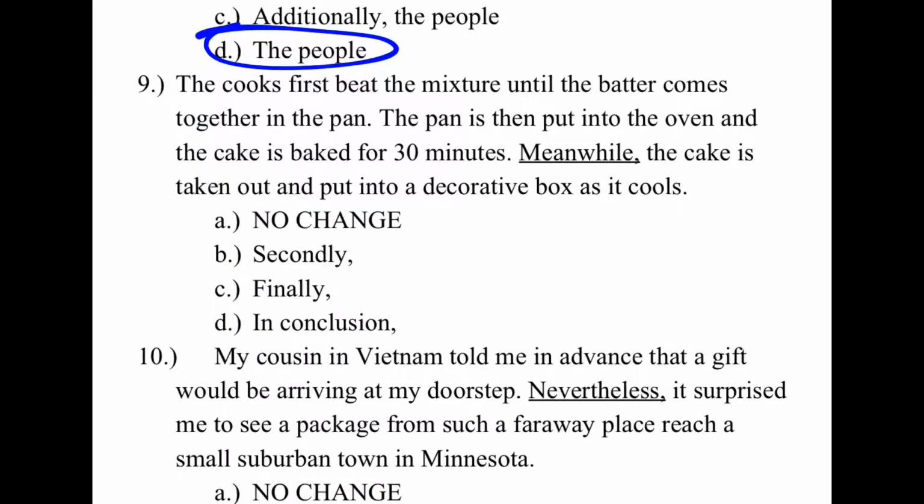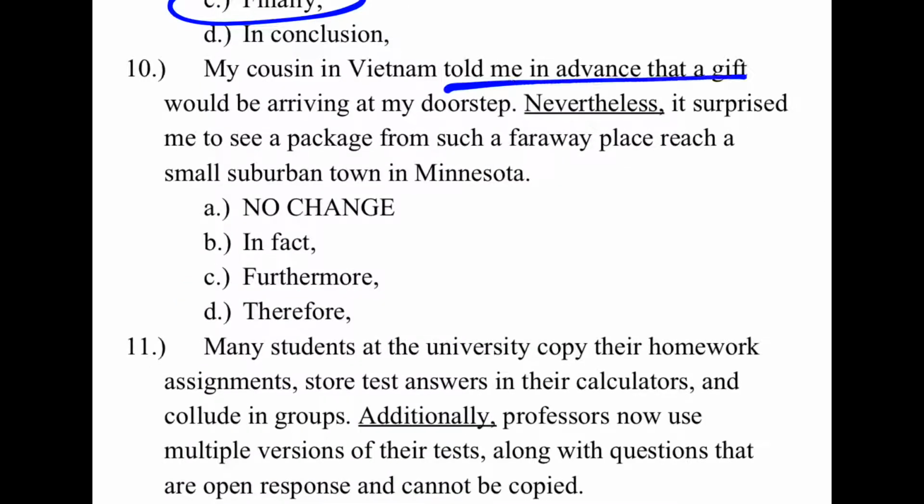9 is showing a sequence of events. The cooks first do this, the pandas then do that, and finally, the cake is taken out. For 10, you're told in advance that a gift will be arriving, and still surprised, so there's a contrast between having warning and being surprised. A, no change, is the best choice. Nevertheless, is the only contradictor.